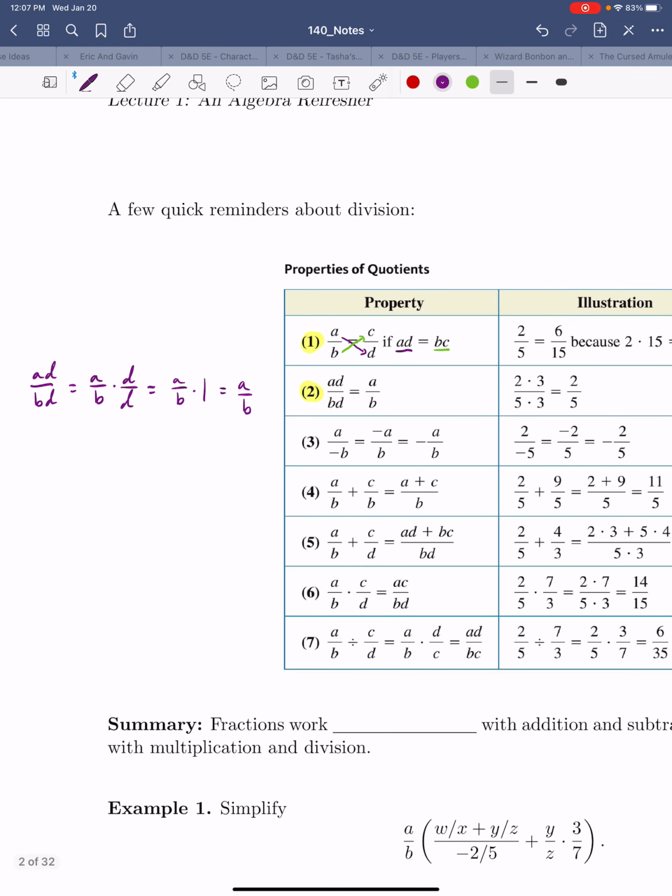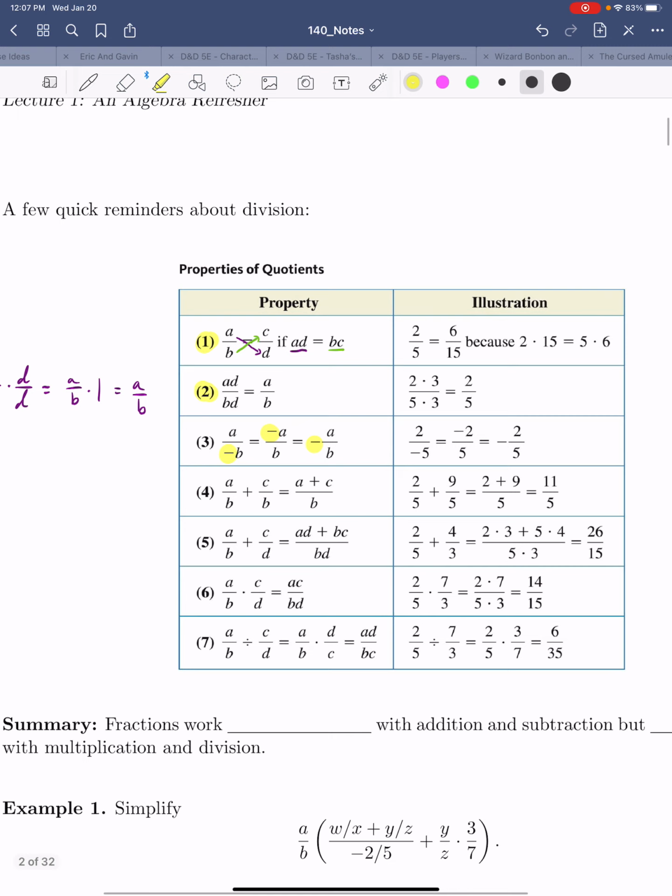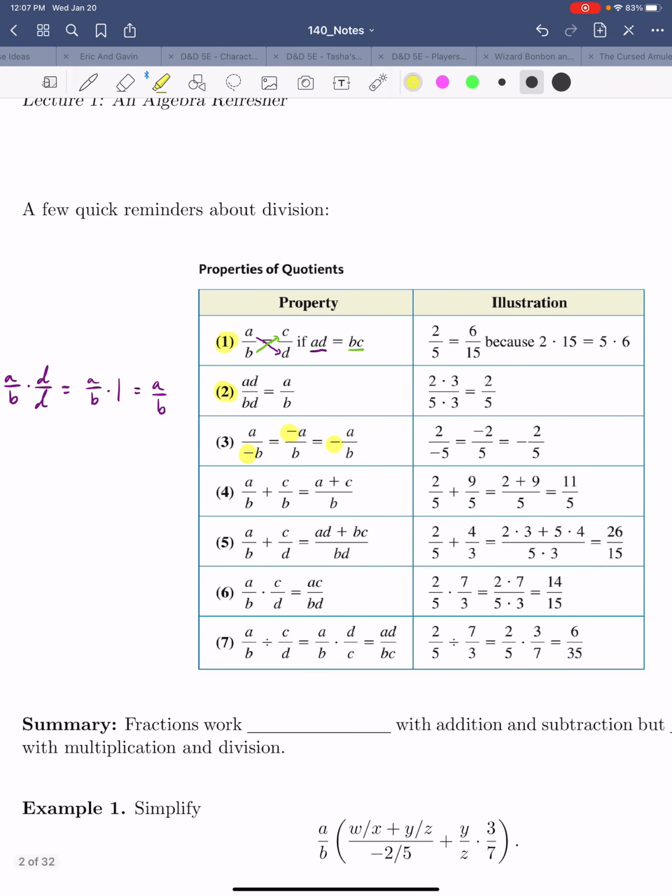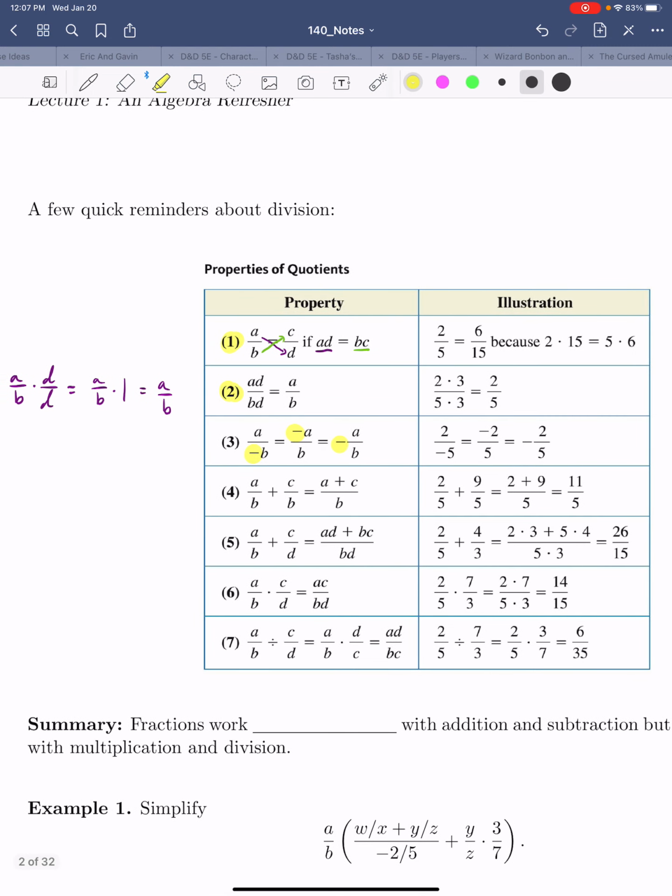Number 3, just keep in mind, if there's one negative sign in a fraction, no matter where it is, top or bottom, that makes the fraction negative. Right? And of course, by the way, all of these have nice little illustrations over here. Okay. Number 4, fundamentally important law of addition.